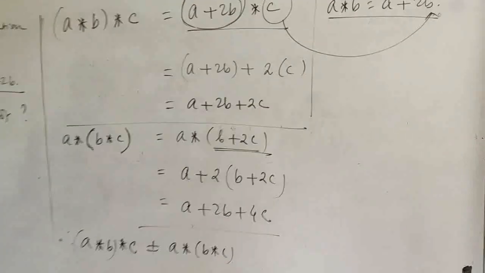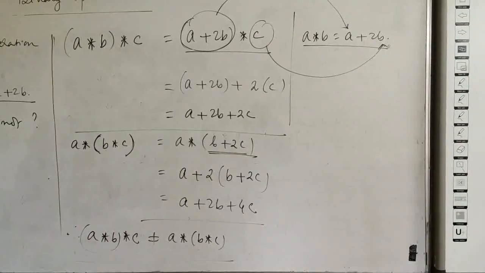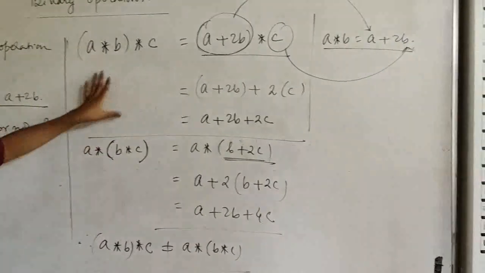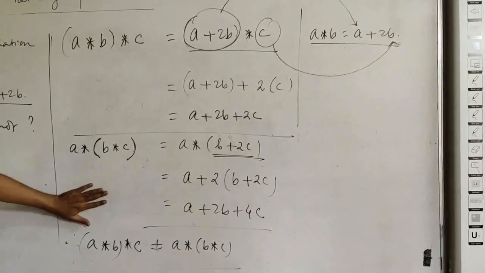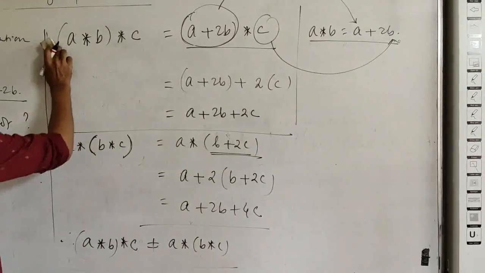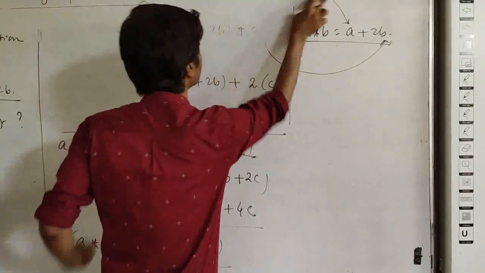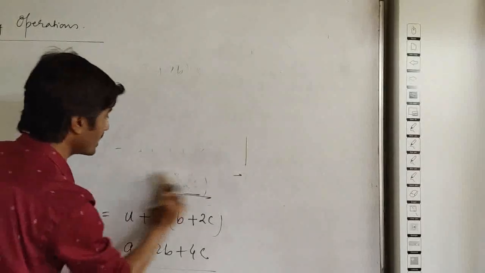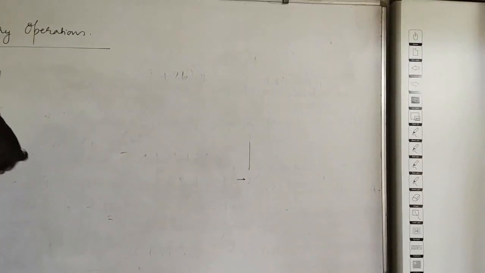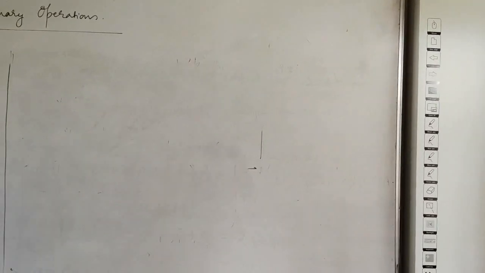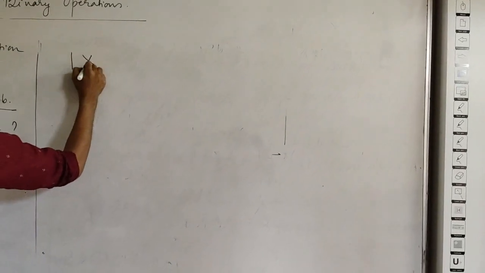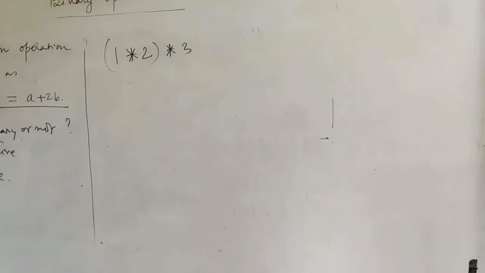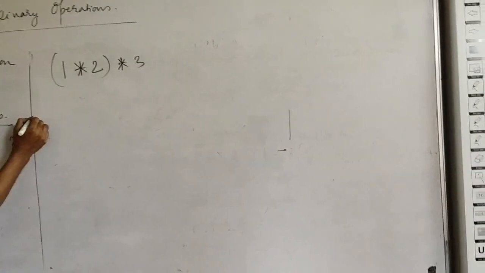Now we go to the example part, and you remember that you should not write both these two ways. You choose either this method or the method of taking certain example. Now next we will take certain example to prove that this star is not associative on R. Let us take this simple example. Suppose 1 star 2 star 3. I want to find out 1 star 2 star 3.